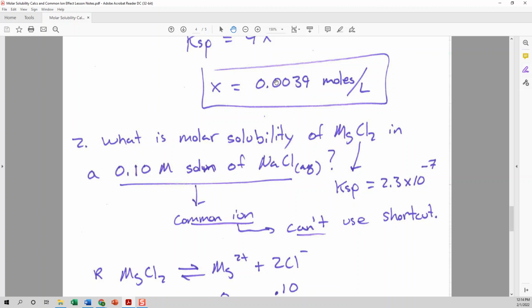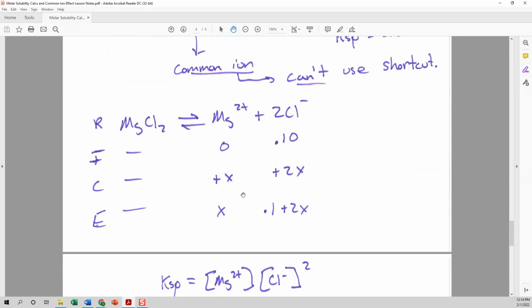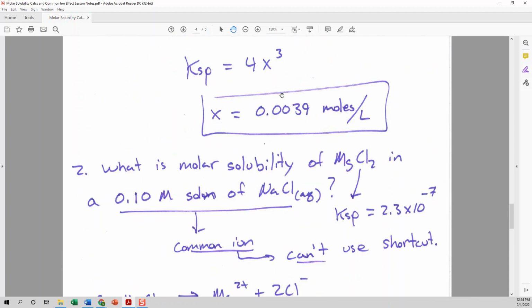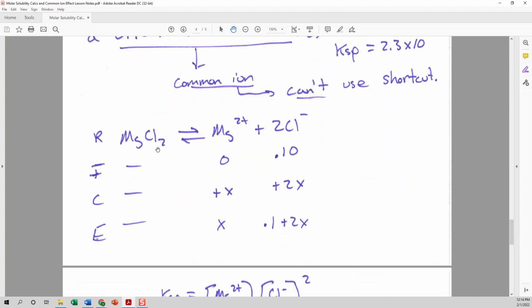So it's going to be a smaller number than 0.0039. All right, so here's how we make the Rice chart. And this is the difference. If it was pure water, this would be 0 and this would be 0. So at equilibrium, this would be X and this would be 2X. And that's how, when we plug it into the expression, we get 4X cubed. But that's not going to be the case in the presence of the common ion.